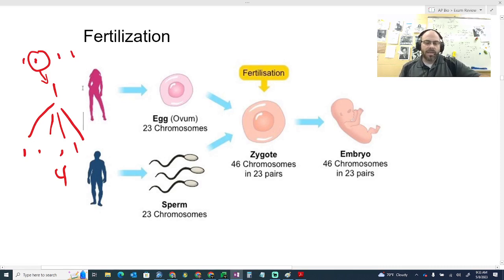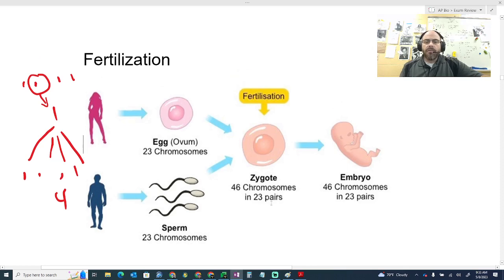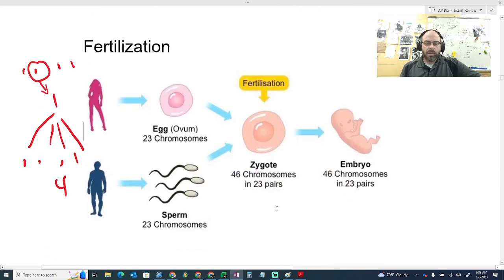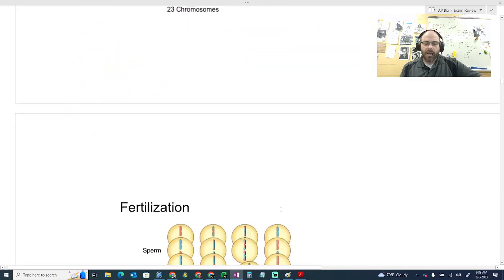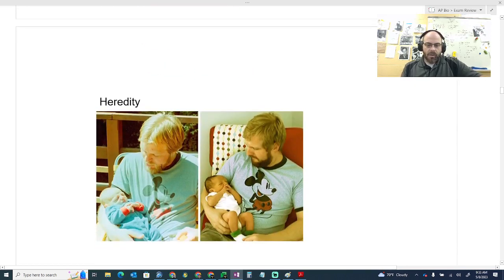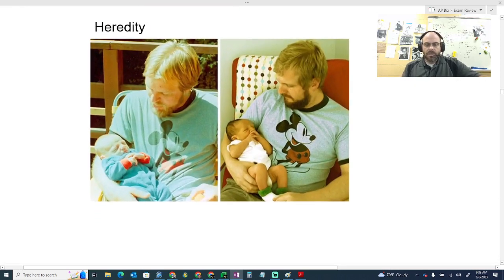There's a 1 in 16 chance that any one of those would combine with any one of these. And so that is a pretty significant variability when you combine that with independent assortment and with crossing over. There's a lot of variation that can occur inherently in that. That's what this is showing you. It's just showing the different combinations. If these are all the sperm and these are all the eggs, you can imagine all the different combinations that can come from that. So let's talk about how this applies to the real world.